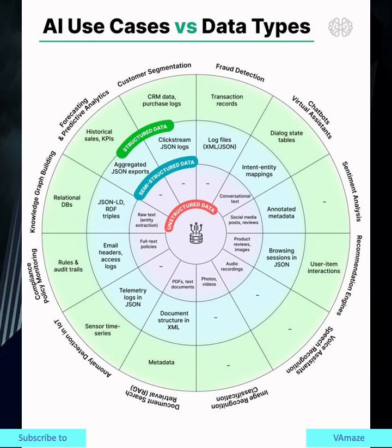Customer segmentation thrives on the intersection of structured transaction data and semi-structured behavioral logs, while fraud detection leverages the power of real-time transaction streams combined with historical pattern analysis.